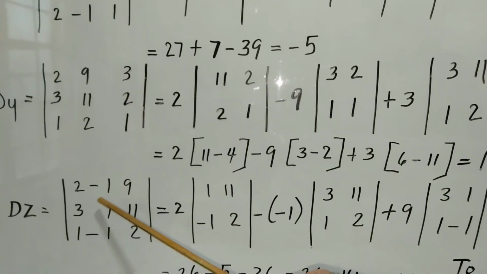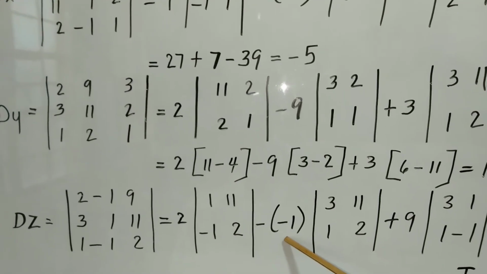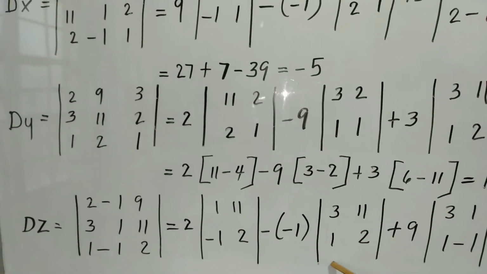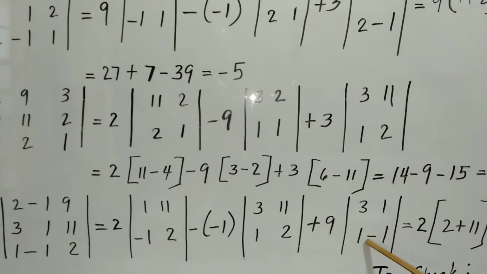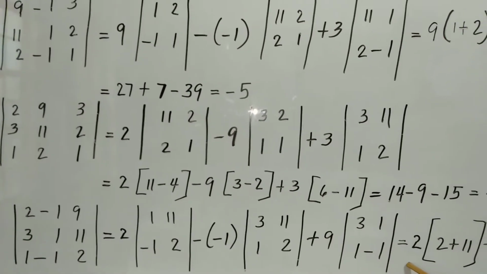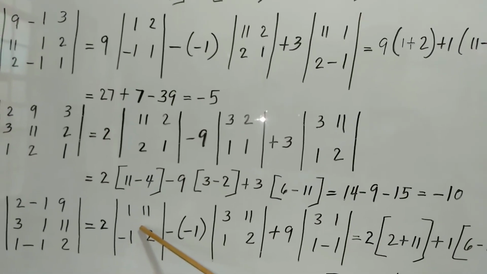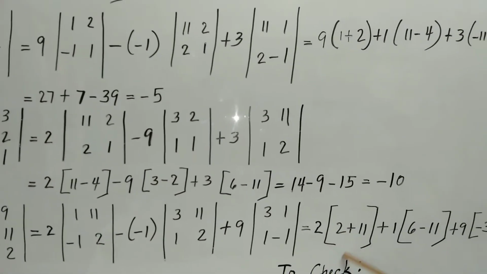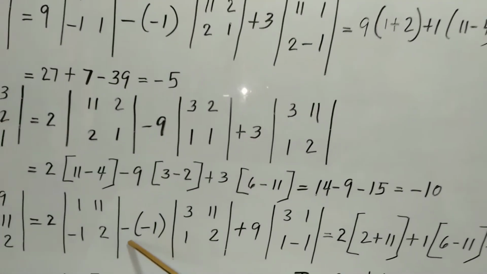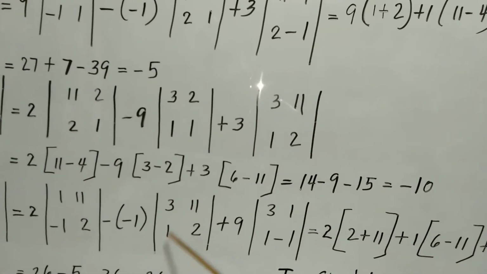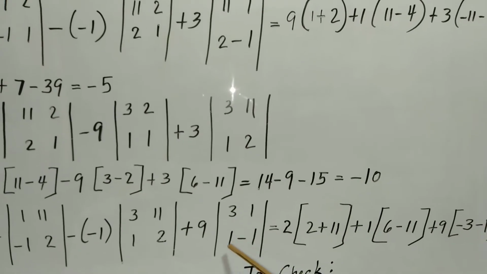So for the second variable, negative 1, negative 1, 3 and 11, 1 and 2, plus 9, 3 and 1, 1 and negative 1. So 2, 1 times 2 is 2, minus 11 is positive 11, 2 times 11. So plus here, negative 1 and negative 1 is plus, 6 minus 11, and 9 times negative 3 and negative 1.